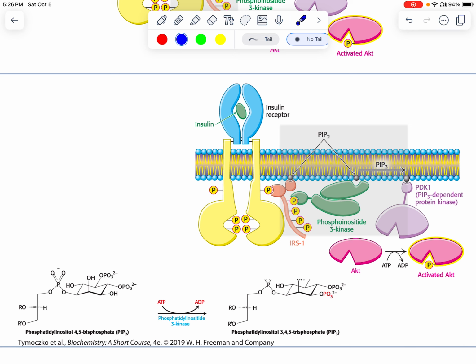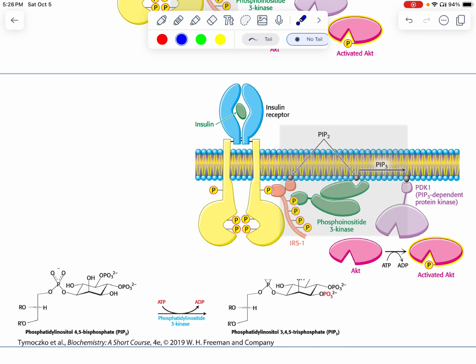So what it does is it actually phosphorylates one of the hydrophilic heads of our lipid bilayer, and it changes it. It's going to add a phosphate group. So it changes it from a structure that has 2 phosphate groups on that hydrophilic head.